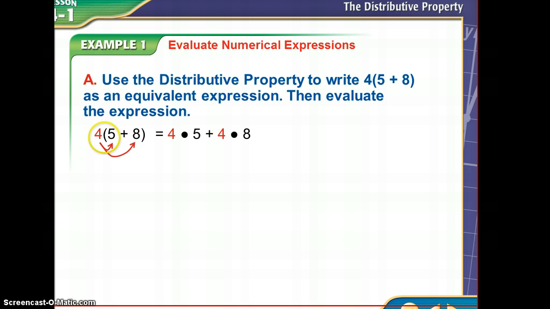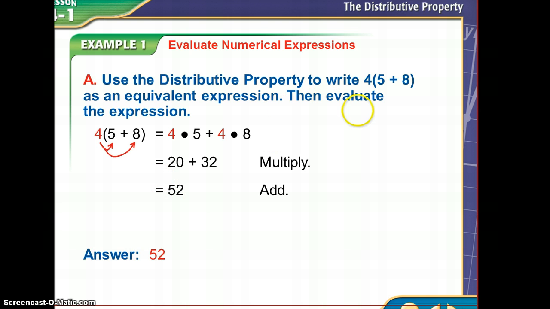So we start with 4 times the quantity 5 plus 8. Distributing the 4 through the parentheses, you end up with 4 times 5 plus 4 times 8. So now you have your equivalent expression here. This is part 1. And now we're going to start simplifying. You got 4 times 5, which is 20. 4 times 8, 32. Your grand total there now is going to be 52. So this is the evaluated part, the answer to the evaluated part, and this is your answer to write this as an equivalent expression.